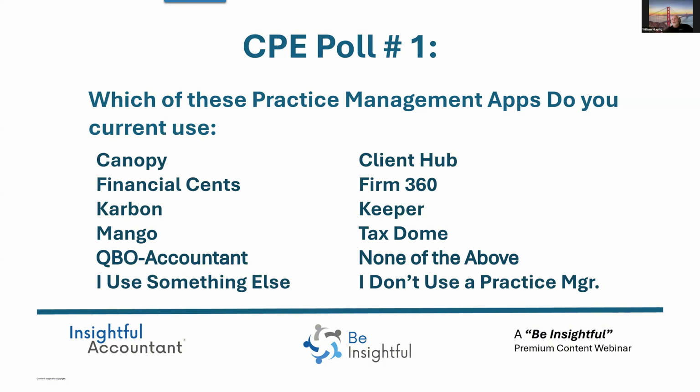Well, a vast majority, 24%, are using QBO-Accountant. Oh, wow. That's kind of exciting to hear, the one that we're not sure it is a practice manager. And then Canopy and Financial Sense are about the same. Keeper is in that group of roughly 6%, and everything else is trailing off. Okay.